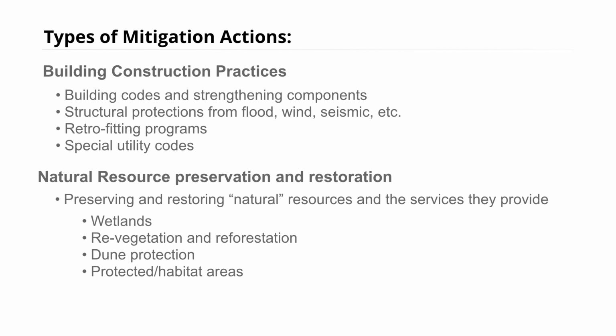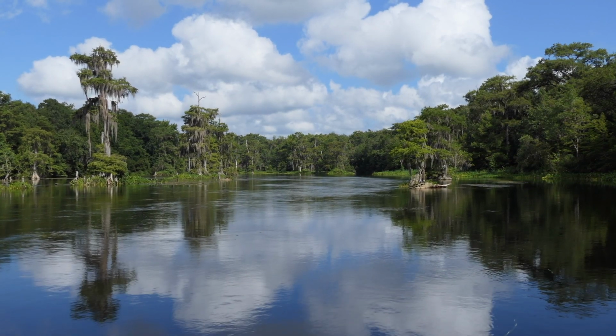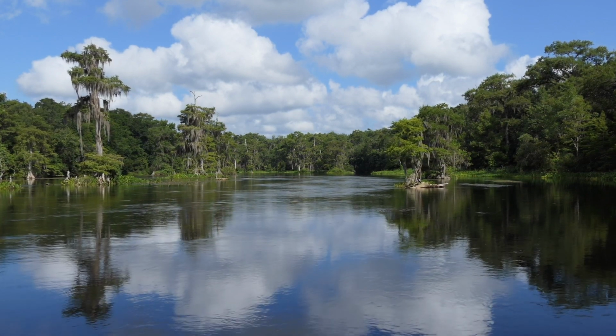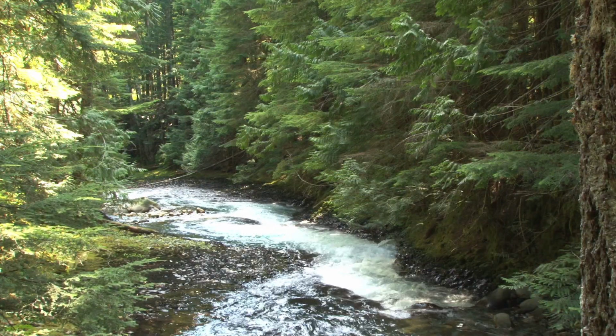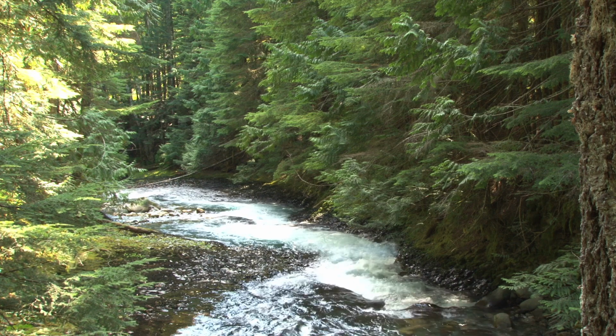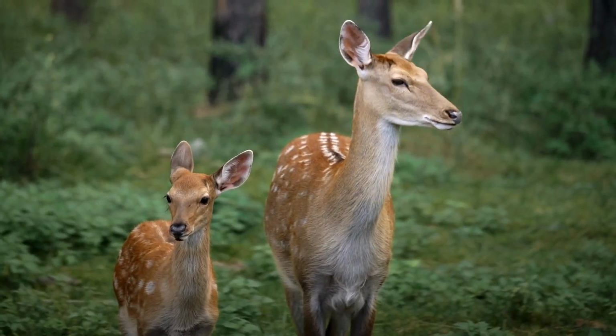Natural resource preservation and restoration is another critical area, an area that we need to be focusing much more on. We're talking about preserving and restoring our natural resources and the ecosystem services they provide. So we're talking about preserving and restoring wetlands, revegetation and reforestation to prevent landslides, to prevent erosion, dune protection, habitat protection areas, and the like. These are often overlooked.